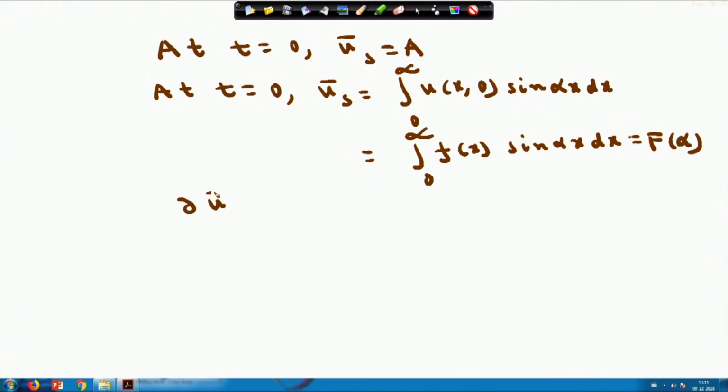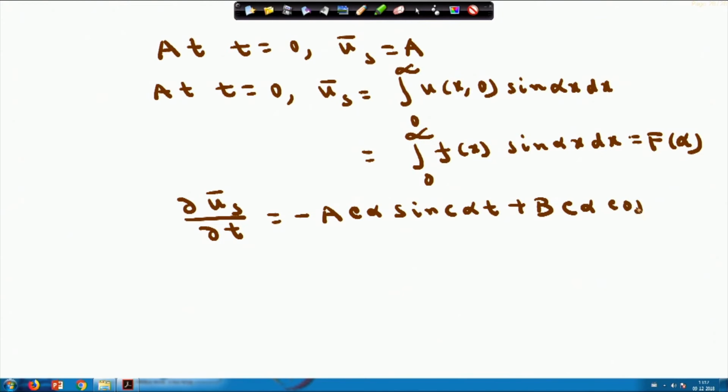Also, del u bar s del t, you can write down as minus a into c alpha sine of c alpha t plus b c alpha into cos of c alpha t. So, once I am getting del u bar s del t, from here at t equals 0, what is your del u bar s del t? Del u bar s del t will be equal to, your sine term will vanish, that is b into c alpha.